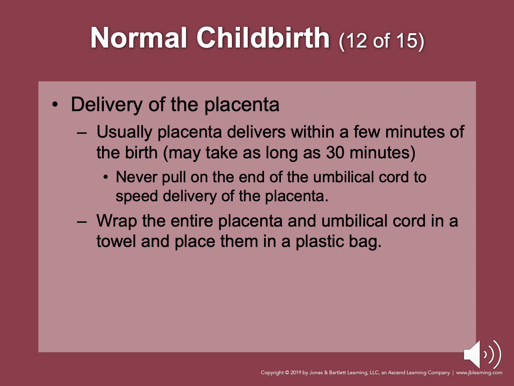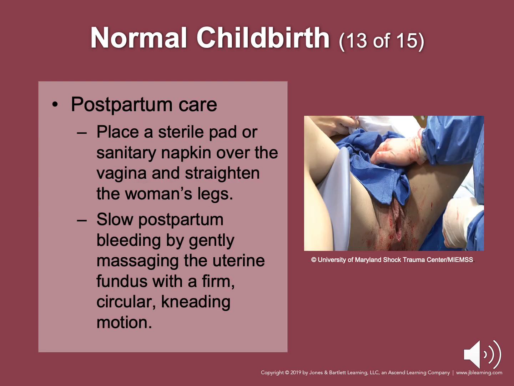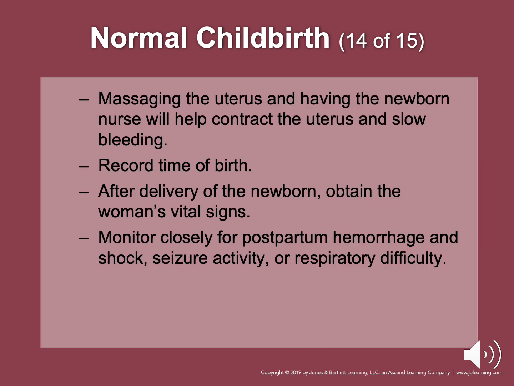After delivery of the newborn, obtain the woman's vital signs. Monitor closely for postpartum hemorrhage and shock, seizure activity, or respiratory difficulty. Watch for blood loss exceeding 1 pint during the first 24 hours after giving birth, or if the placenta is not delivered after 30 minutes. Also, more than 500 milliliters of bleeding before delivery of the placenta, or substantial bleeding after the delivery of the placenta. Provide rapid transport to these patients.